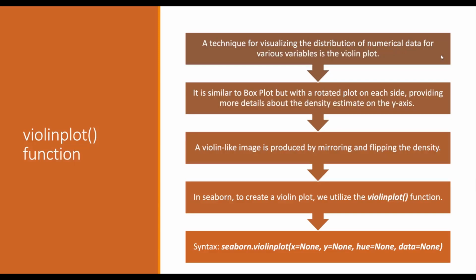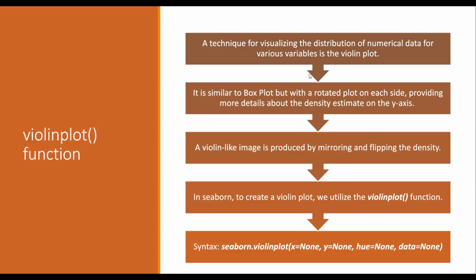In the Seaborn library, if you want to create a violin plot, we use the function violinplot. The syntax of this function is sns.violinplot, and in parentheses we pass different arguments. The first two arguments are x and y. These are the data points that define the x and y axis location. The next one is hue. Basically, it groups the variable that will produce components with different colors. And the last one is data. It is only the dataset that we are going to use.